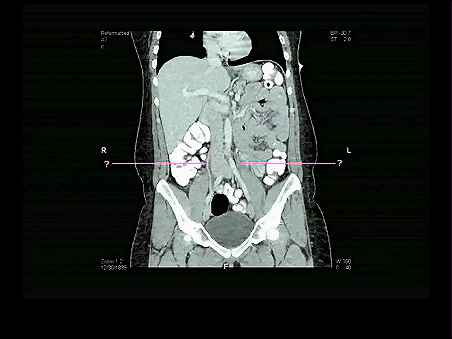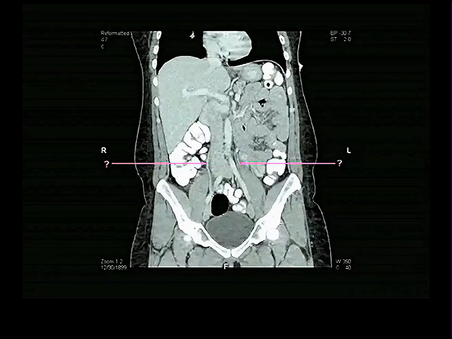Dr. Stern? Yeah. I'm sorry. How do you see that those have contrast? How do I see that they have contrast? Because they're white. Whatever this is, it's a linear white thing of the same radiodensity essentially as the aorta and the iliac vessels. So they have contrast in them.